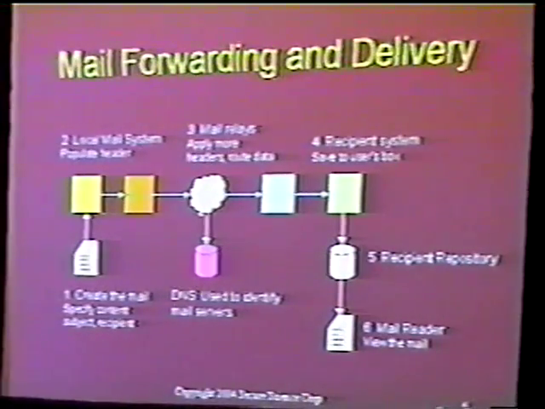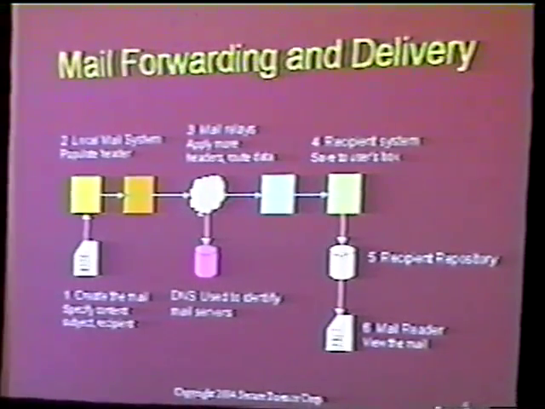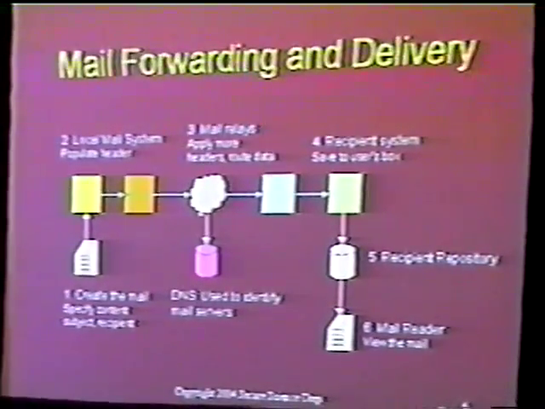So if we look at the life cycle of an email, you start off with number 1 down in the corner, composing your email, where you specify the content, the subject, and the recipient. Then you hit the send button. When you hit the send button, your local mail system populates the initial mail header in yellow. From there, it's passed to various mail relays, which apply more headers and route the data to the final recipient system where it gets delivered. Eventually, the recipient starts up their mail program, retrieves their email, and actually views it.